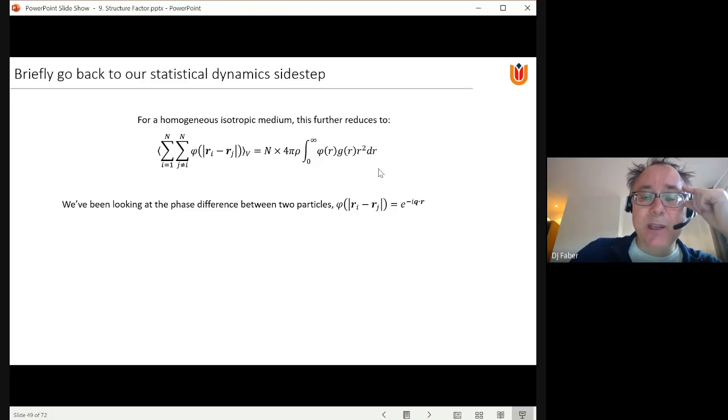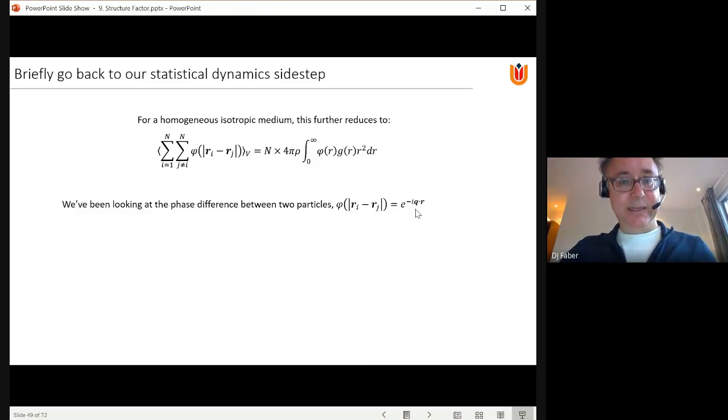And of course, we have been looking at one of these functions, namely the phase difference between two particles. That was a function of the distance between two particle positions only. That phase difference we expressed as exponential i q and an inner product r, q the scattering factor, and r the factor that connected both particles. But this is an inner product, so this in the end will be scalar.